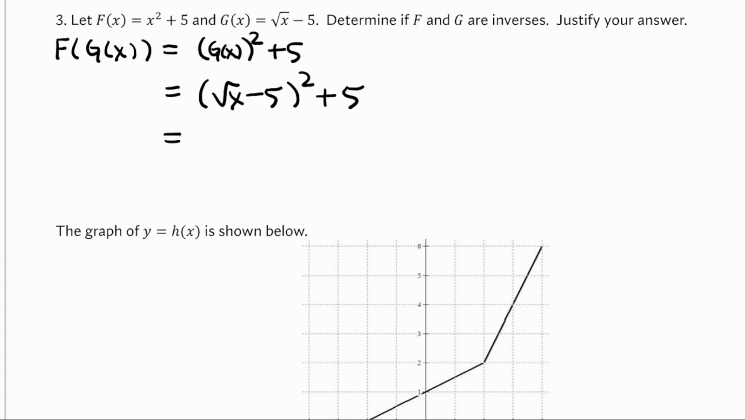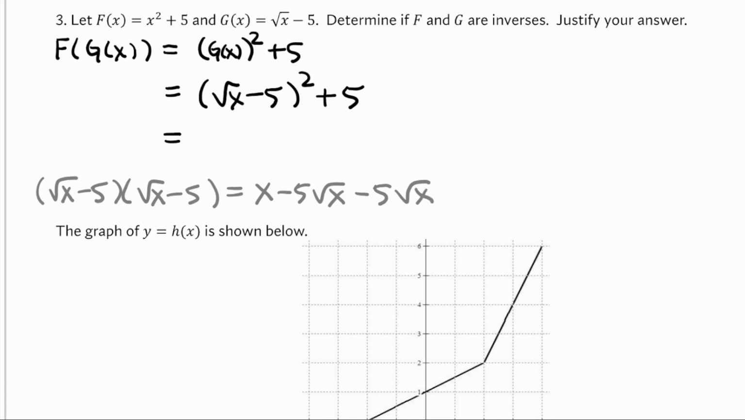But if we were to square this, I'm going to show you what would happen. That would be square root of x minus 5 times square root of x minus 5. I would first do the first terms: square root x times square root x, that's just x. Outside is minus 5 square root x. Inside is another minus 5 square root x. And the last is plus 25. So you can see on the constants even, the 25 plus 5, that's 30. And I need just x. So I'm going to say that this is just not equal to x. And so I'm going to say no, they are not inverses.